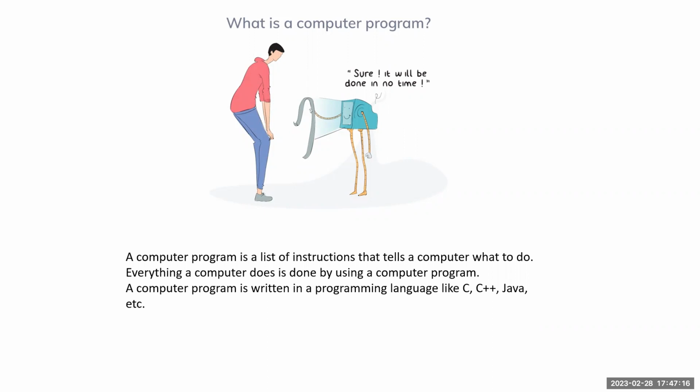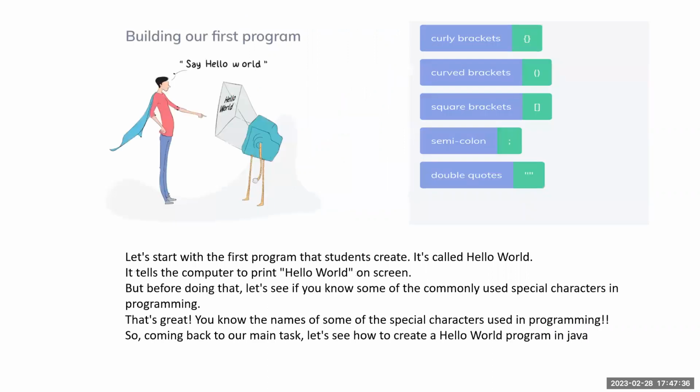A computer program is written in a programming language like C, C++, Java, etc. Not only C, C++, Java, we have numerous other programming languages in which you can give those instructions. It's simply the instructions that you give to the computer, which is called a computer program.